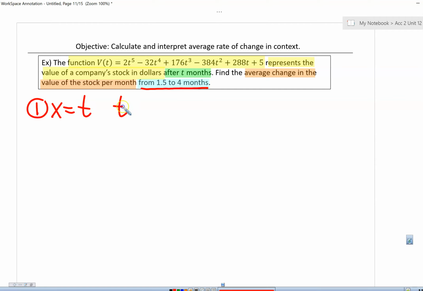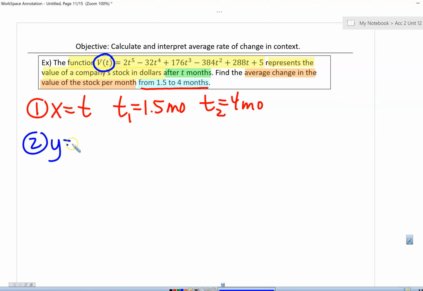And we have our t values here of 1.5 months and 4 months. So again, you can give them subscripts or just keep track of which one is which. And our y values are our function values, v of t. So I'm just going to call it v in this case. What we're going to have to do is calculate each of them. So we're going to have to figure out, well, what is v of 1.5 and what is v of 4.